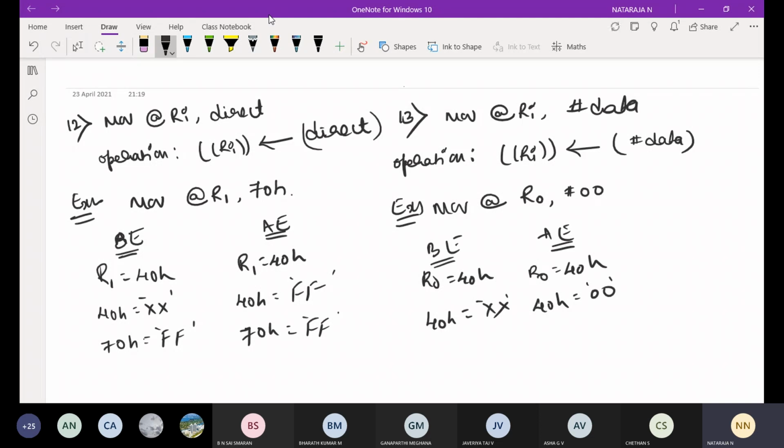One example I have written like the previous example, move at R1 comma 70H. You can change the example, move at R0 comma 30H. In R0 you can take 70H or 50H like that. Now in the present example, move at R0 comma 00 I have taken. In the R0 I have considered 40H. You can take move at R1 comma FF. In R0 you can take 50H or 70H as the address location. Data and address location you can change and you can write the example.